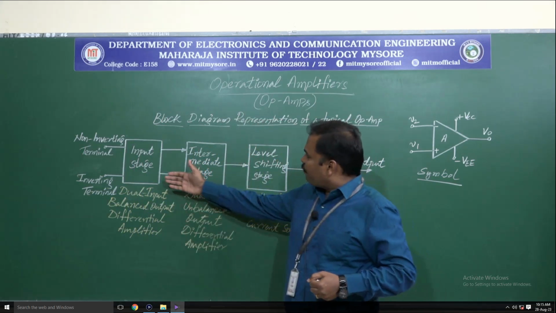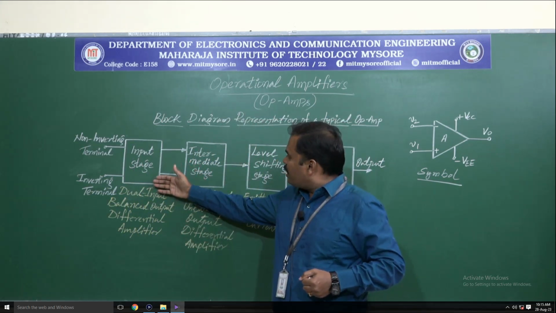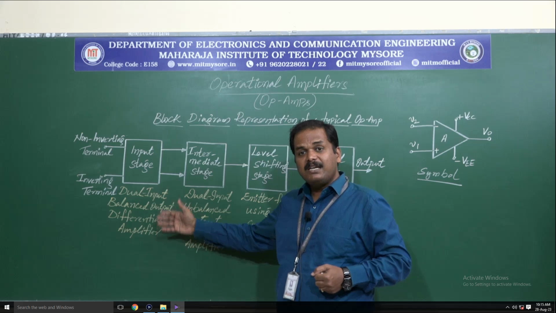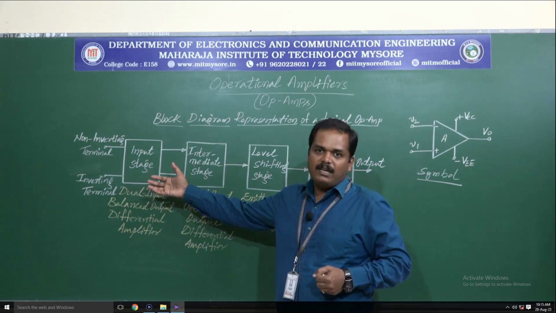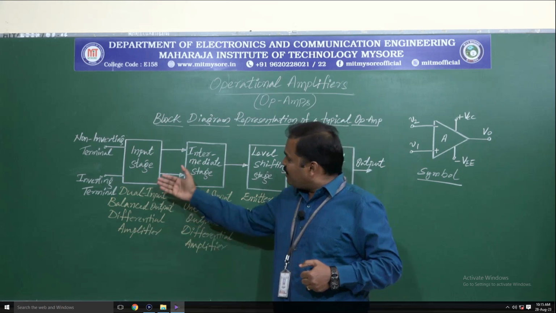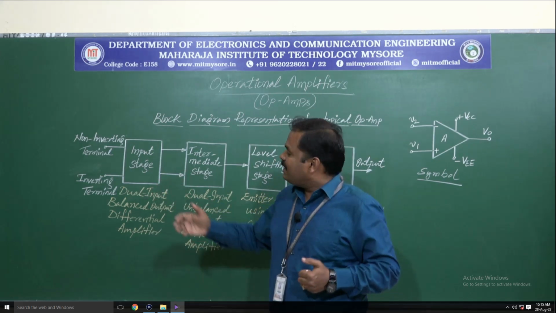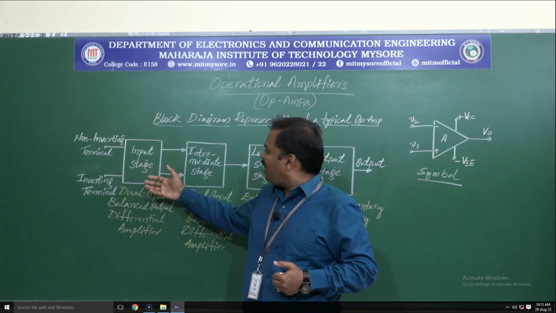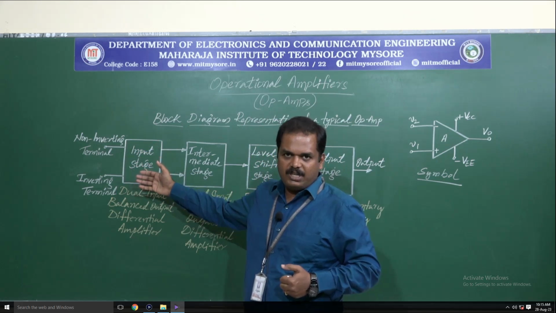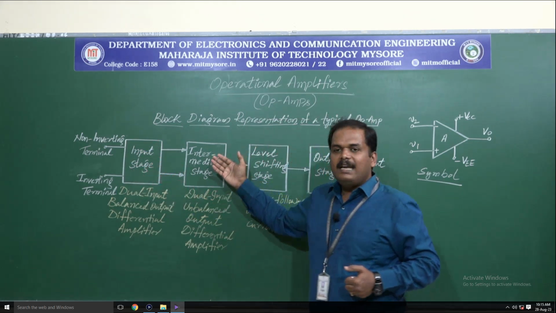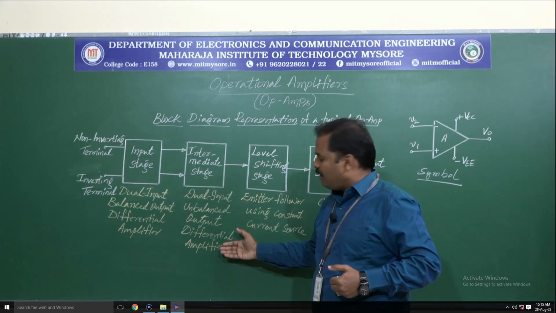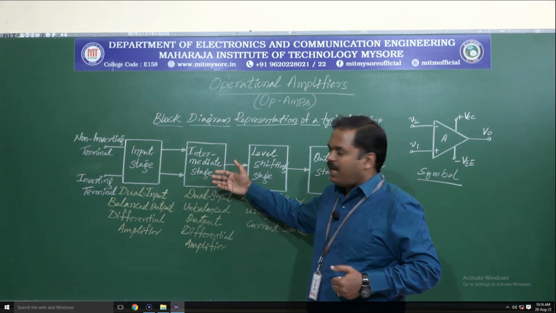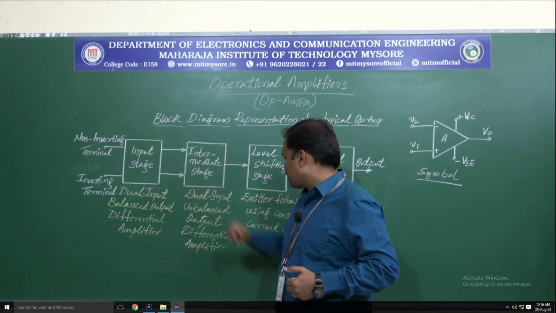The first stage is an input stage, which is made up of a dual input balanced output differential amplifier. This stage looks after the input resistance that the op-amp needs to provide, and most of the voltage gain will be provided by the input stage. This will be followed by an intermediate stage, which is once again a differential amplifier. This boosts the voltage gain of the op-amp after the first stage.